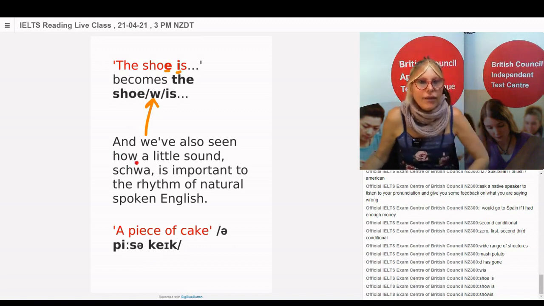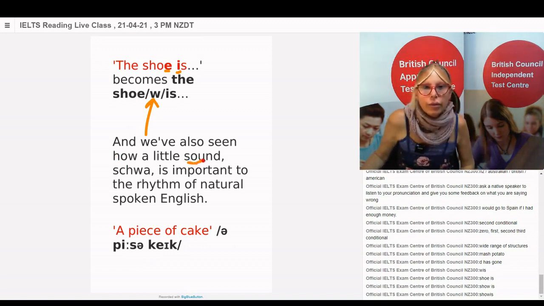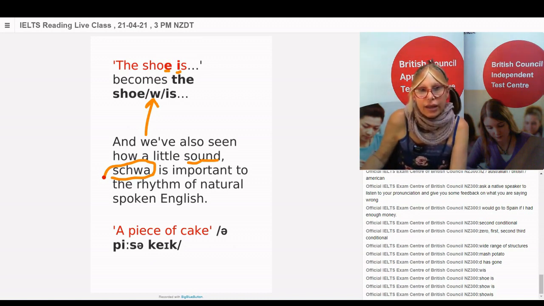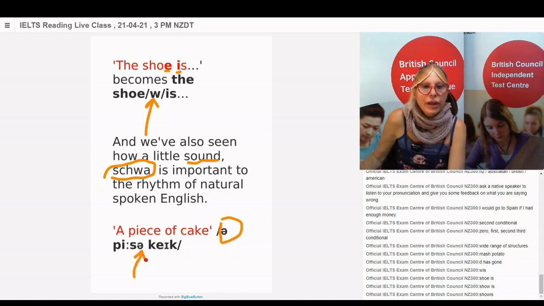Another sound that I want to talk to you about is called the schwa. It's a very, very important sound in the English language. In fact, it probably is the most common sound in the English language. Okay, the schwa. And the schwa looks like that there. If you're looking at the phonemic chart, it looks like a funny little backwards E.